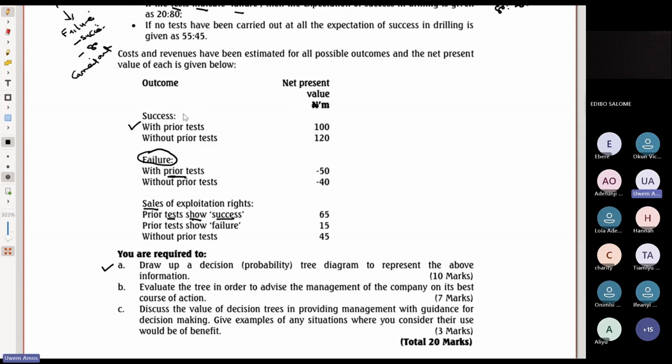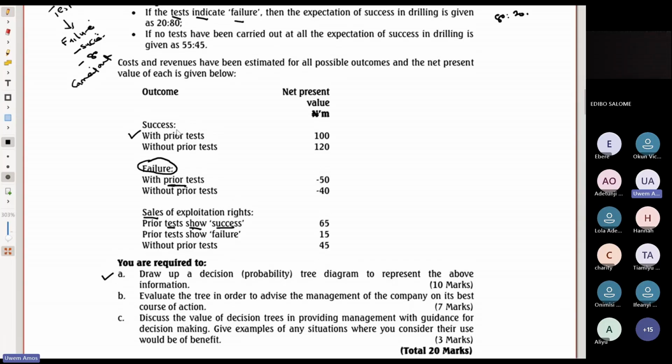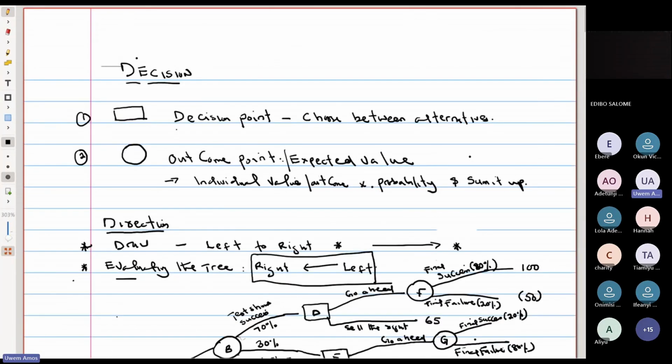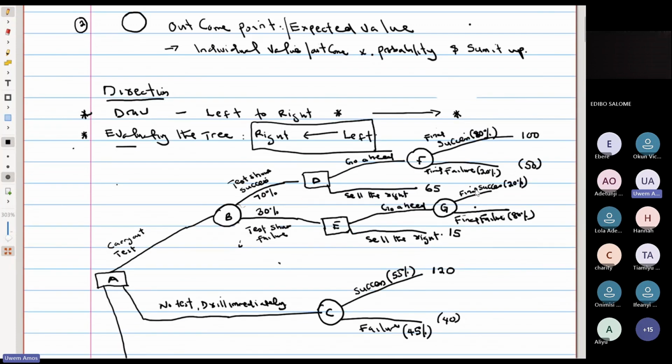Okay, so let's look at it. If it's successful with prior tests, it doesn't mention whether or not the test shows failure, but our final result is successful. It doesn't say whether the result of the test is success or failure. But our final result is success, and we carried out a test, it's 100. So the same 100 you have here is the same 100 we should have here.